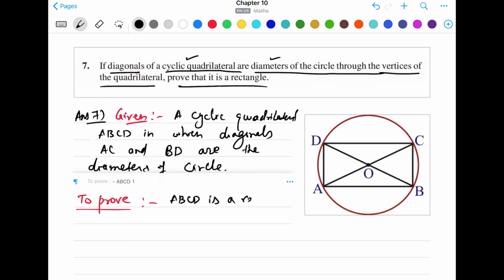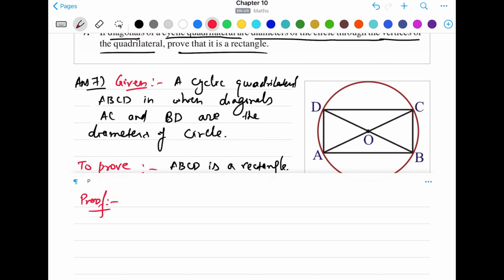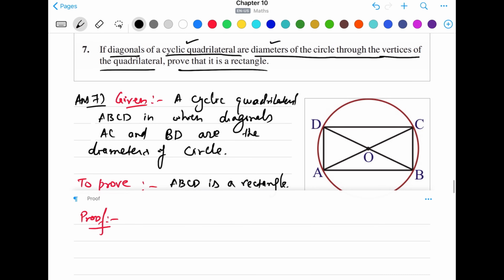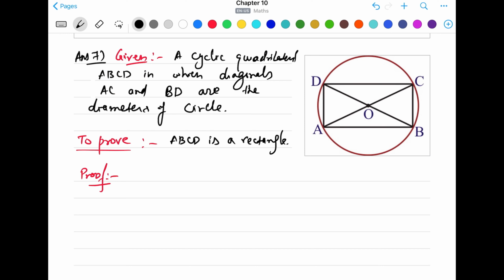ABCD is a rectangle. This is what we have to prove. The proof for this one is: what we are going to do is prove that the two diagonals are equal. With that, this will be a rectangle.